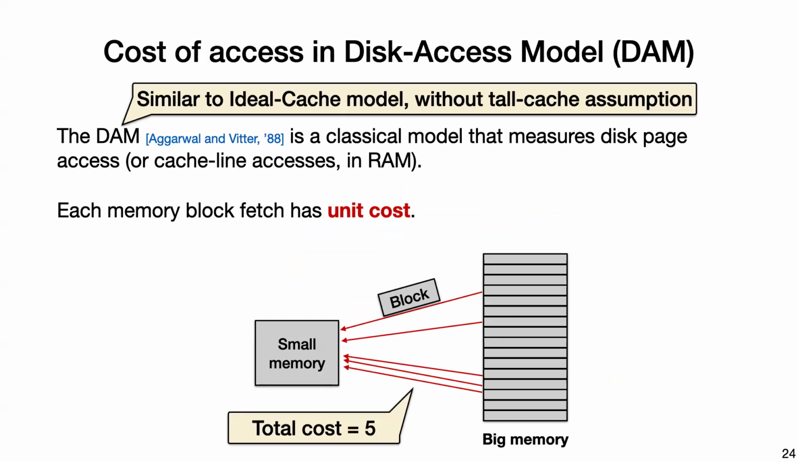And one way that we can model this is with more advanced caching models. So the disk access model is the most classical model for analyzing cache line access or disk page access. And it's similar to the ideal cache model, which is another model for algorithms, but without the tall cache assumption. In the disk access model, it's the most simple model: every memory block fetch gets unit cost. So you have a small memory, you have an unbounded big memory, and you're counting how many blocks you have to move between them. And in this example, we had to move these lines, and each of them cost 1.